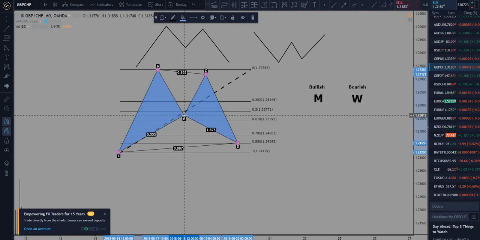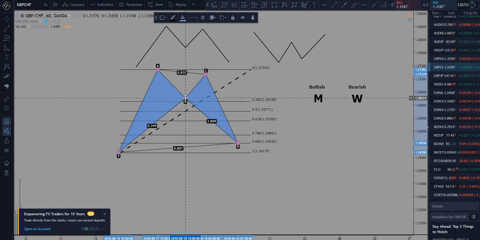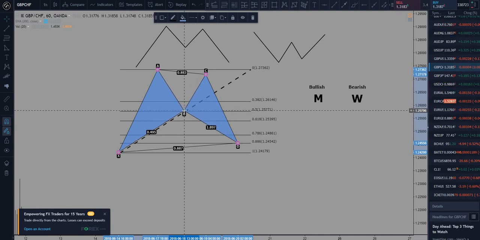Now it can go past the 50 and it can go a little bit short of the 382. The general rule of thumb is plus or minus 5. So if it's 5 percentage points short, it's still a valid pattern. And if it's 5 percentage points below the 50, it's okay. It's still a valid pattern. So that's the B point.